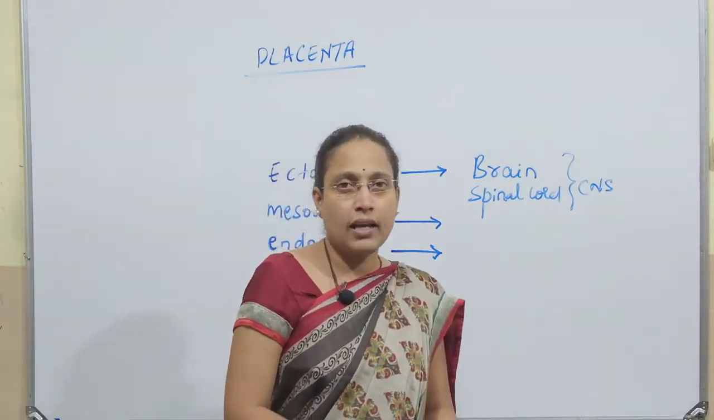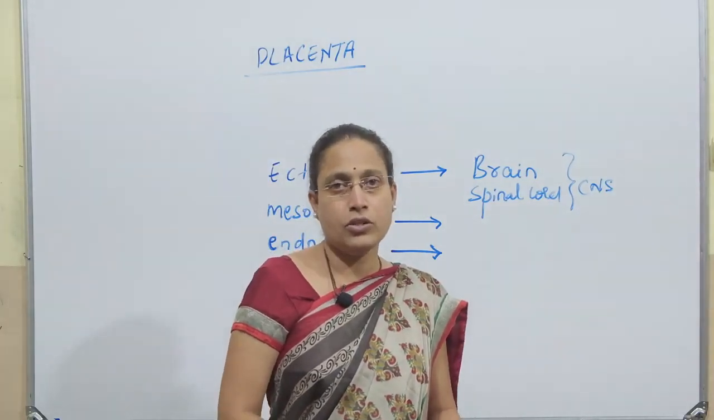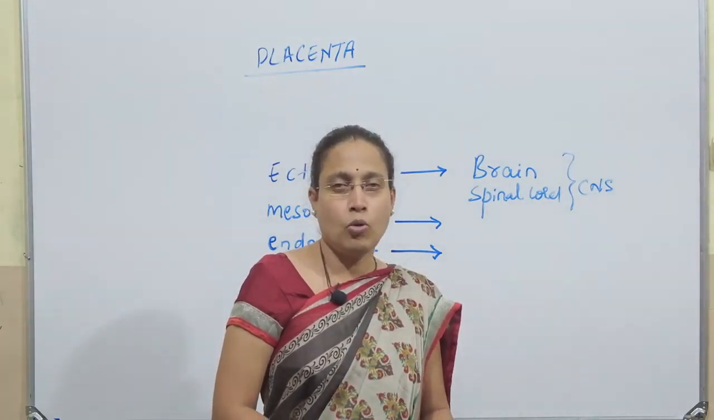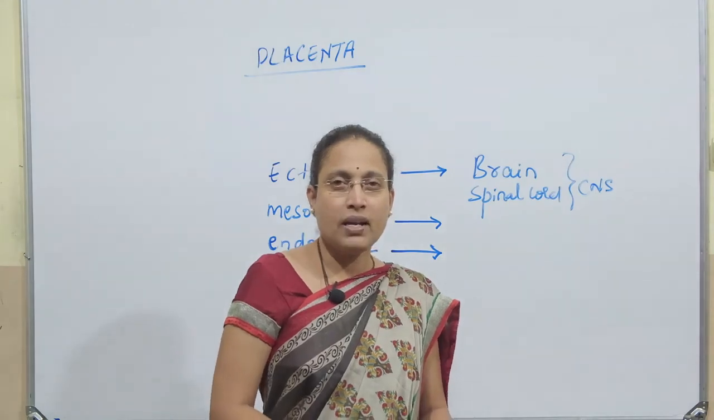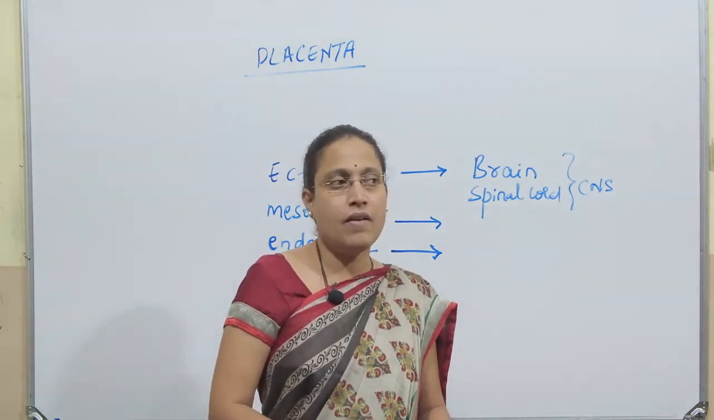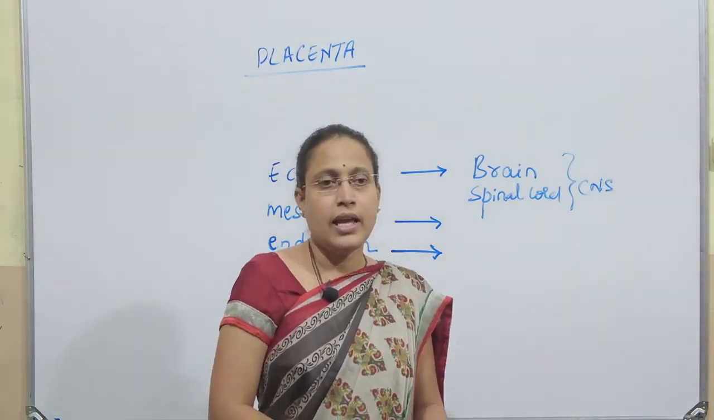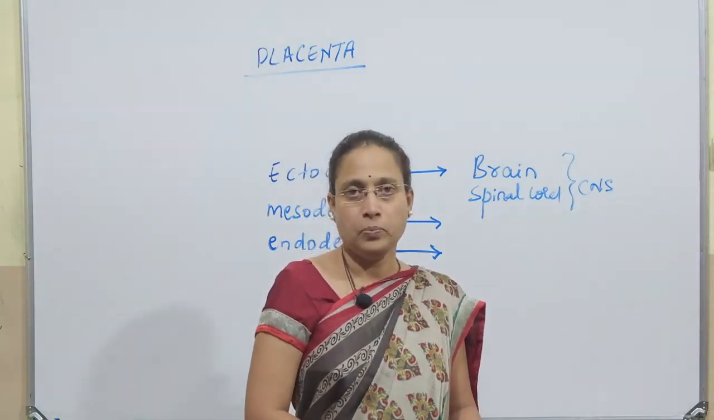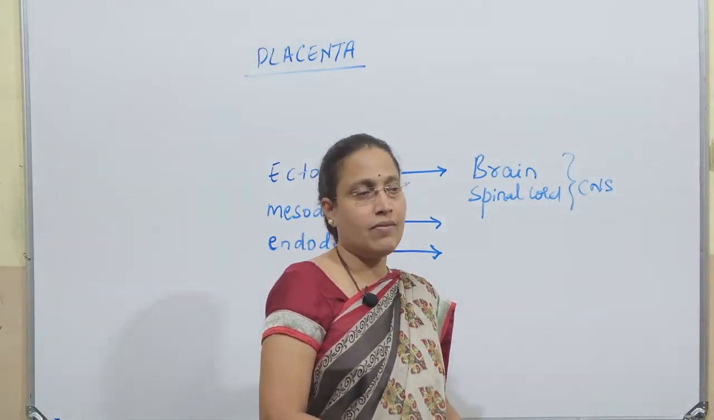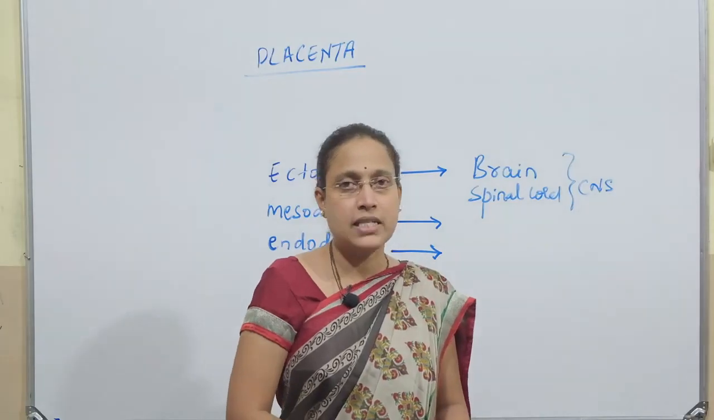Now, as I was telling, when a blastocyst divides into two, it can give rise to monozygotic twins. But if there is any defect after gastrulation, it may not give rise to monozygotic twins. Instead, it gives rise to some fetal defects.